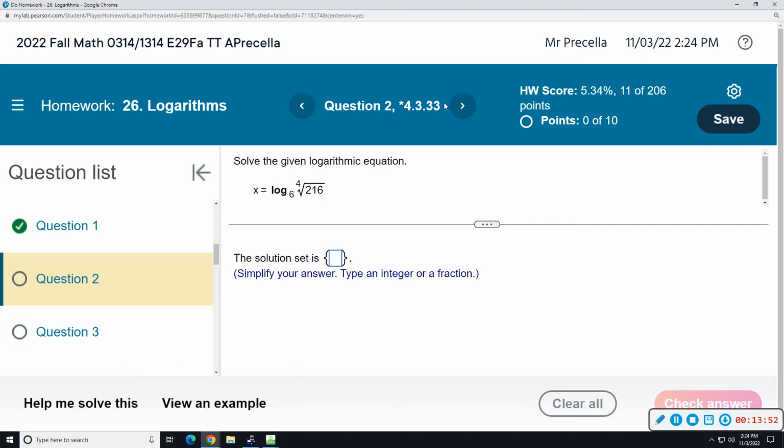Number 2. x equals log base 6 of the 4th root of 216. Since we have a radical here, that little symbol, the red symbol there.